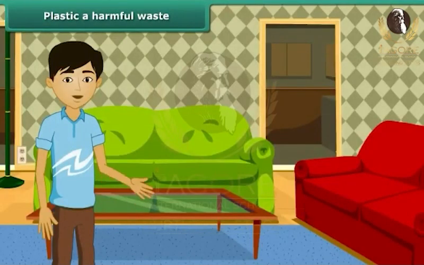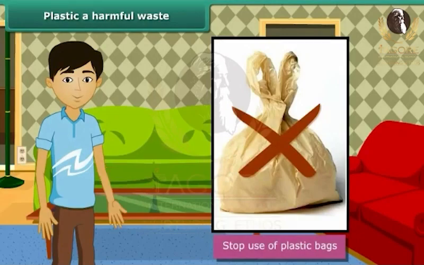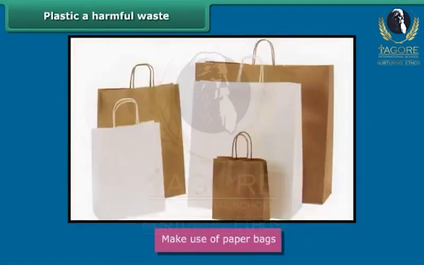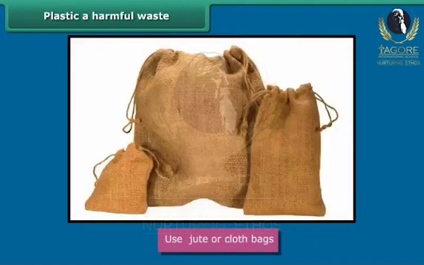We should follow the following methods during disposal of plastics. Stop use of plastic bags. If you use them, reuse the plastic bags where it is possible. Make use of paper bags. Use jute or cloth bags.